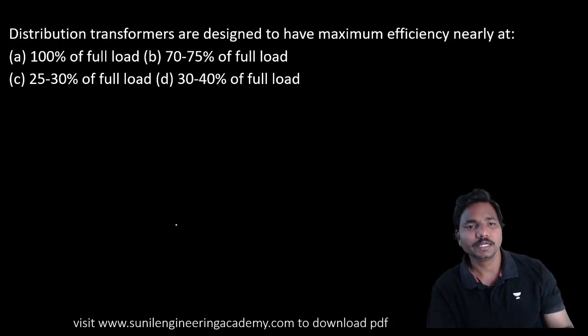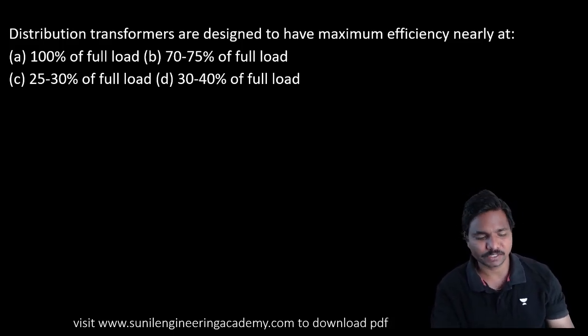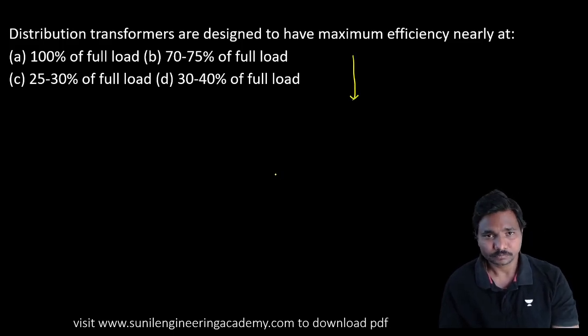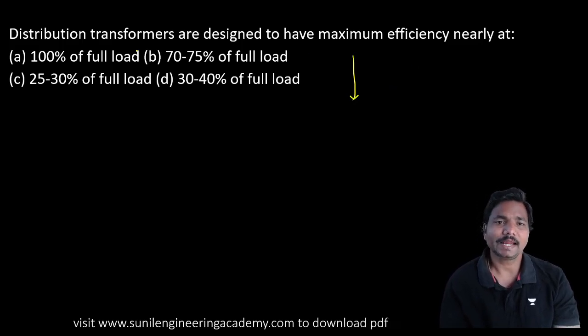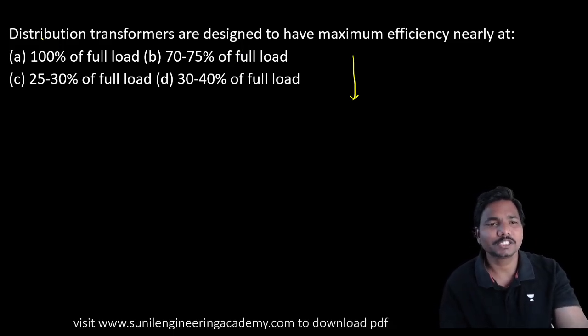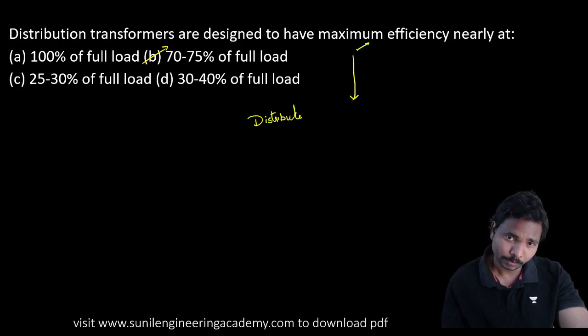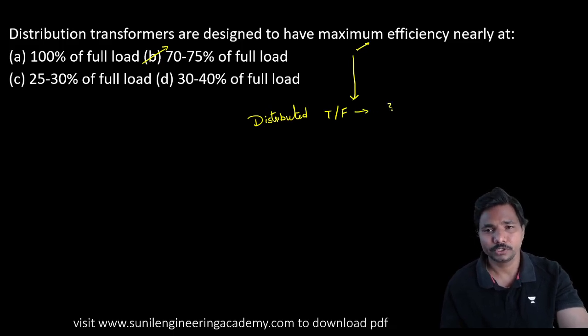Okay, coming to the next question: distribution transformers are designed to have maximum efficiency at dash. We have to design the maximum efficiency at the load at which the transformer operates most. Distribution transformers are generally operated at 75% of the load, that is 3/4 of the load. So that's why we design the maximum efficiency at nearly 3/4 of the load. A distribution transformer may not operate at full load, so generally it is 3/4 of the load. We have to design for maximum efficiency at that particular load.